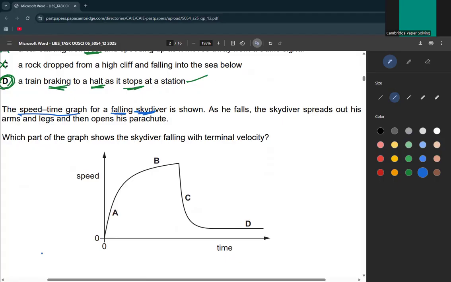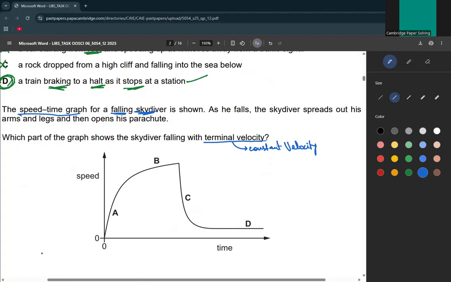Alright, first of all, to answer this question, you need to know what terminal velocity means. So I'm just going to tell you the basic meaning of terminal velocity. What terminal velocity basically means is constant velocity, constant velocity.